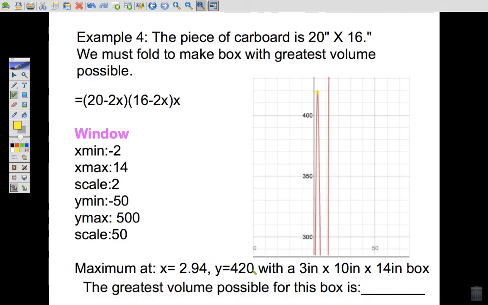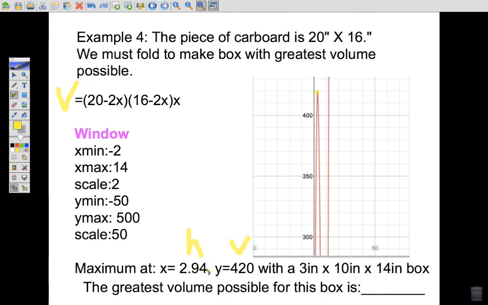420. So just a quick recap. What was x again in your equation? X represented the height of your box. What was your equation actually equal to? This equation was your volume calculation. The volume was length times width times height. So the y of that ordered pair of your maximum is the volume.